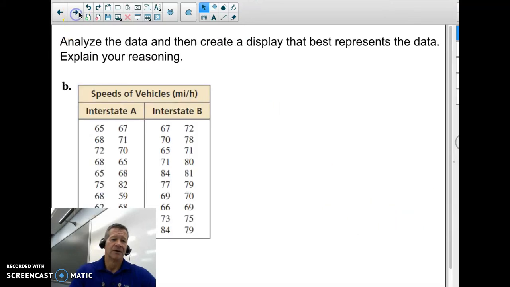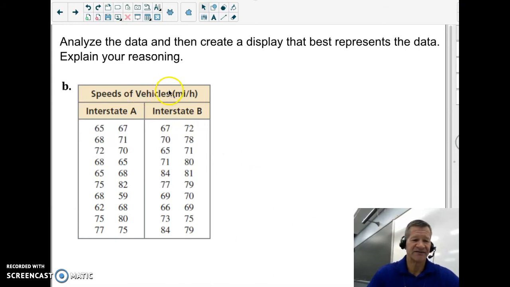Okay? Now, on the next problem here, we have 2 sets of data. And this data looks like speeds of vehicles in miles per hour on 2 different interstates. Okay? And let's see, 1, 2, 3, 4, 5, 6, 7, 8, 9, 10. There's 20 in each side. Okay? So think for a second of what you're going to do for that. And while you're thinking, I'm going to get the data all organized. So what we're going to do here is try to think of a good way to display the data.